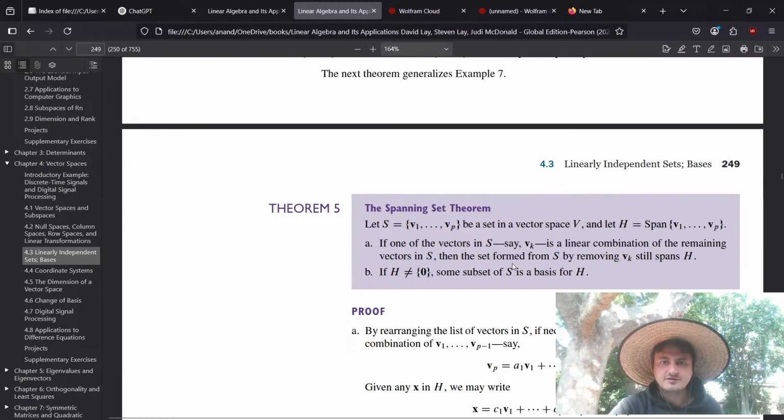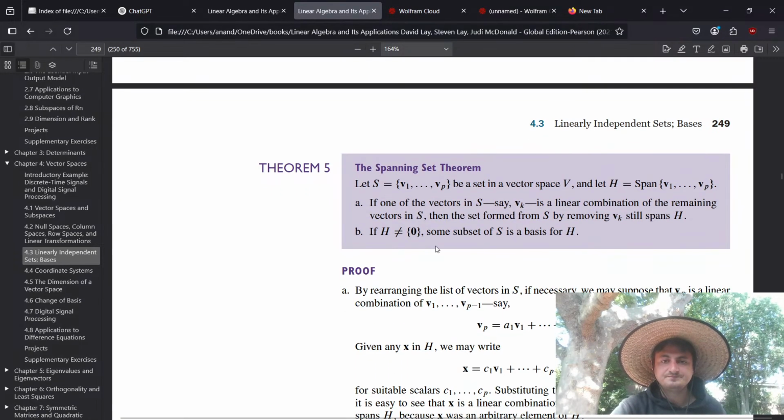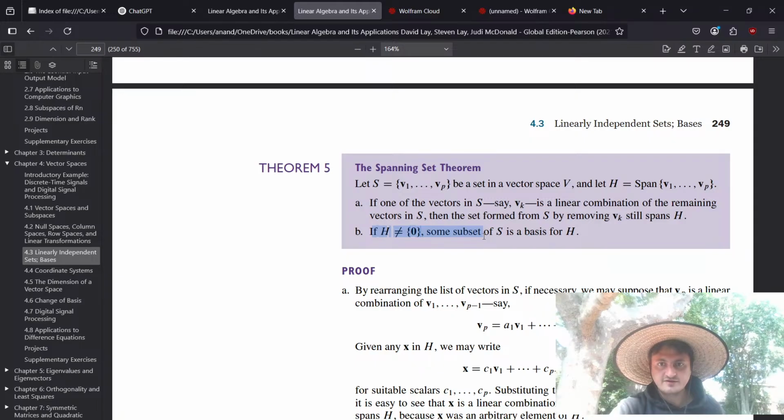Okay, so here's the theorem. Let S be a set of vectors in a vector space, and let H be the span of those vectors. If one of the vectors in S, say Vk, is a linear combination of the remaining vectors in S, then the set formed from S by removing Vk still spans H. If H is not equal to the 0 subspace, some subset of S is a basis for H.